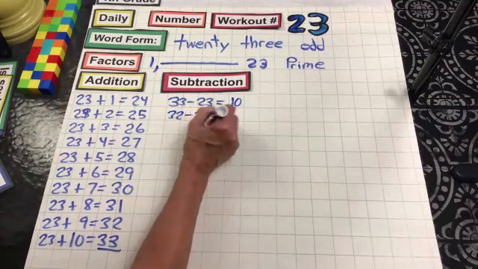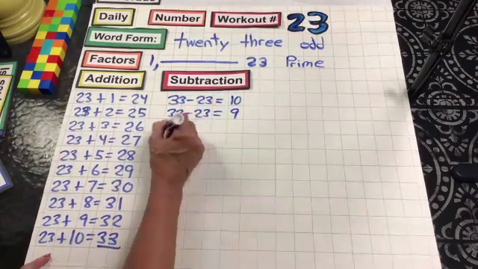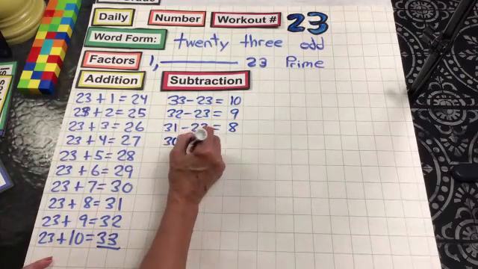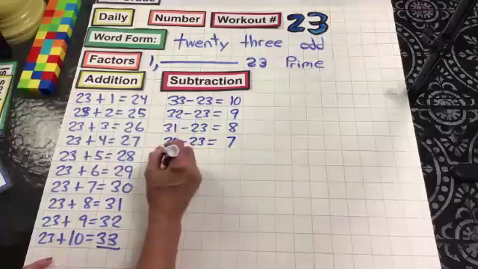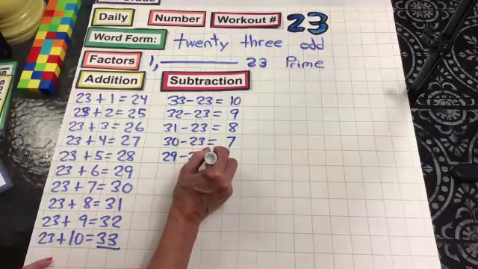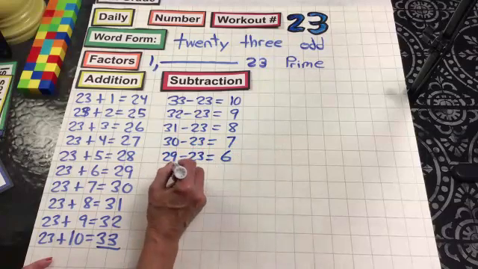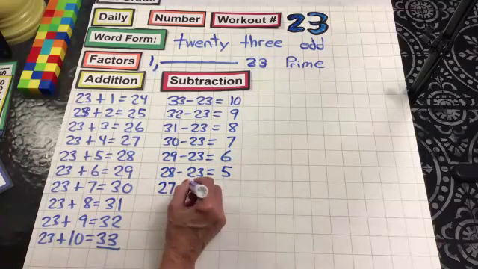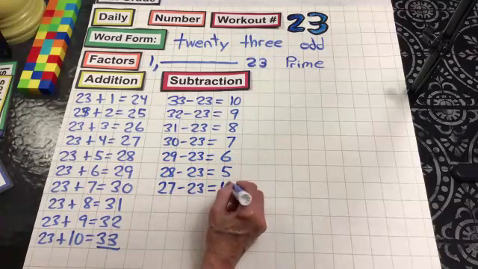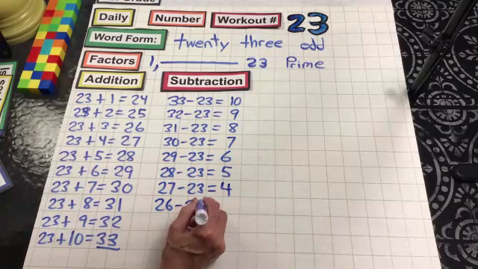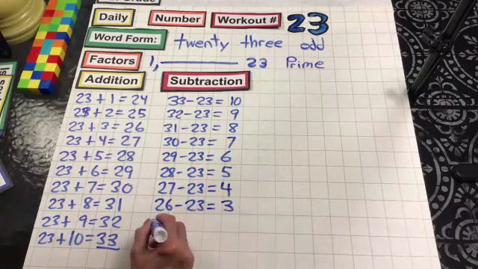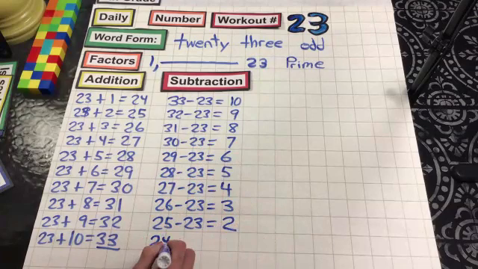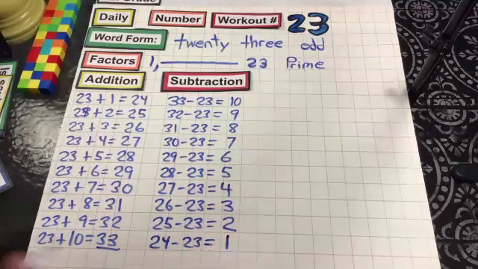32 minus 23 equals 9. 31 minus 23 equals 8. 30 minus 23 equals 7. 29 minus 23 equals 6. 28 minus 23 equals 5. 27 minus 23 equals 4. 26 minus 23 equals 3. 25 minus 23 equals 2. And 24 minus 23 equals 1.